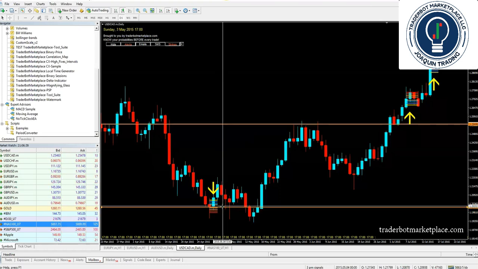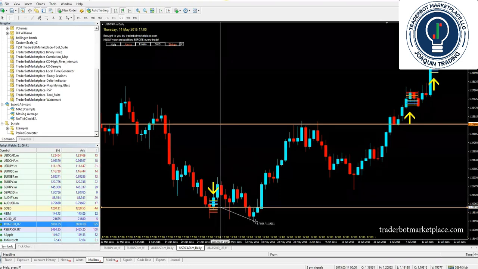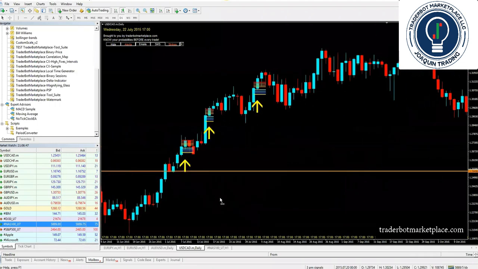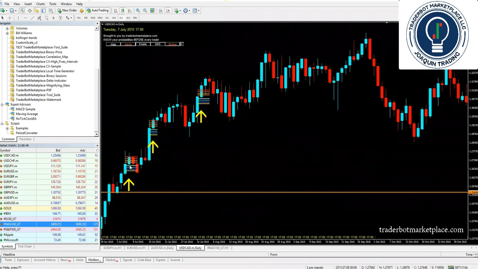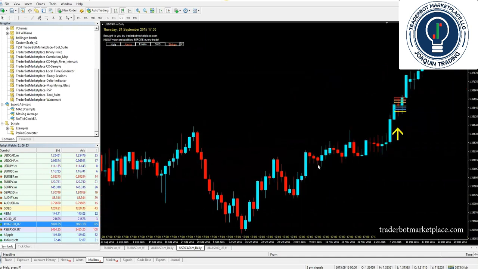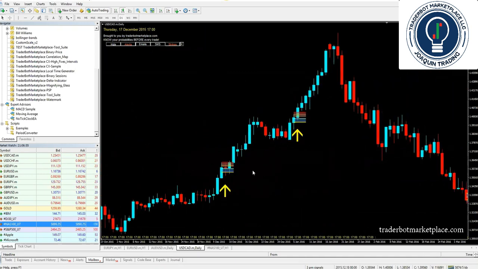Did price give some profit? It did, but how much? Let's go check it. About 100 pips or so, 99 pips, whatever. And you can look at just about every signal. Buying at the highs and getting in on the trend will prove to be a lot better than selling.